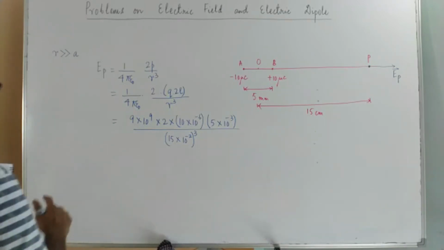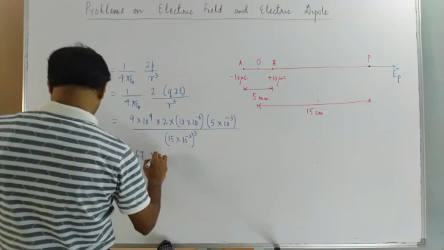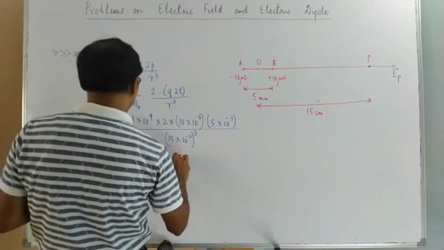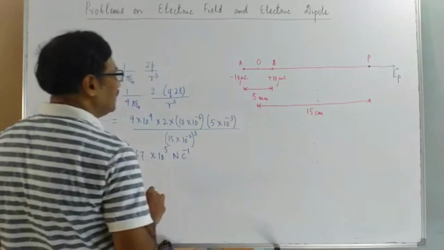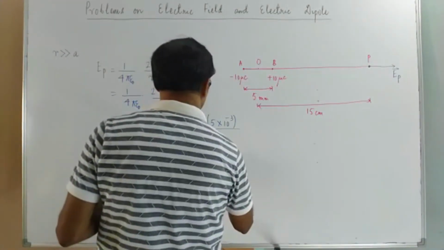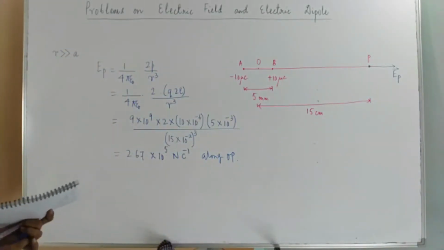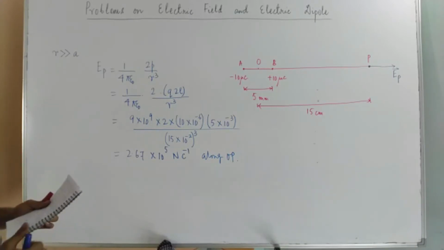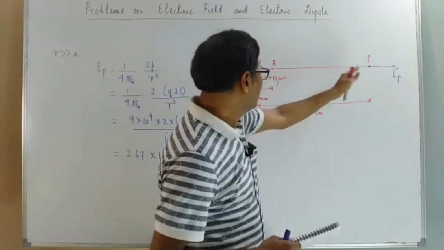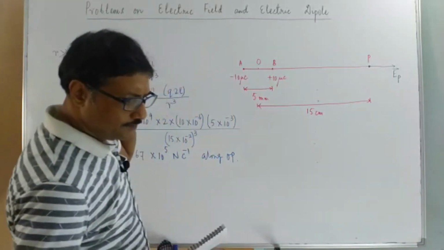If you calculate this, it becomes 2.67 into 10 to the power 5 Newton per coulomb, and this acts along OP. So this is how you can calculate the electric field at an axial point of a dipole which is far away from the center of the dipole.